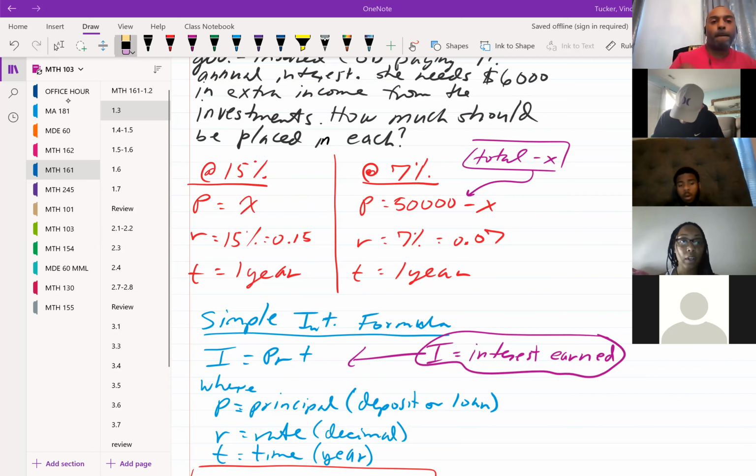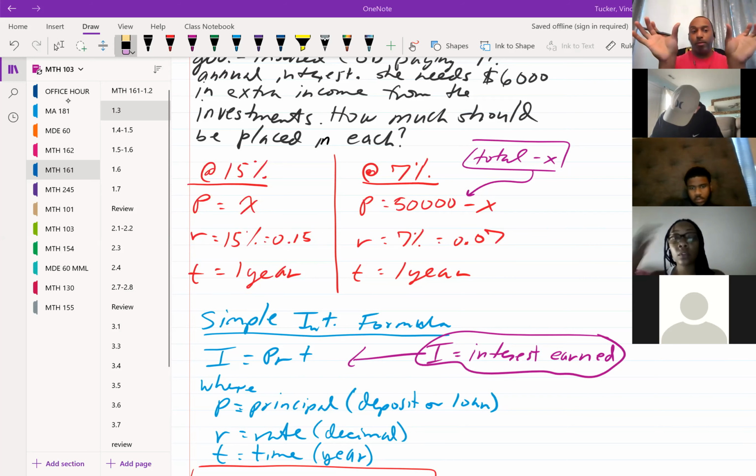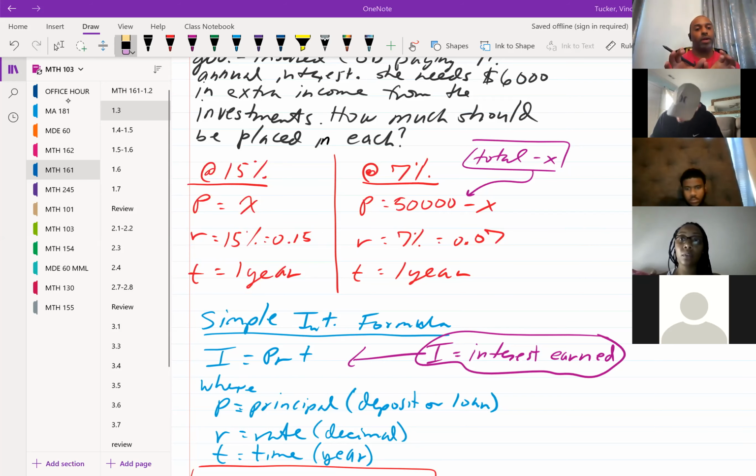So real quick, is this going to be two different equations or is this all going to be in one? No, we're going to put it all together. Yep, that's our next step. Now, I will say it is two different formulas, but we're going to put them together into one equation.